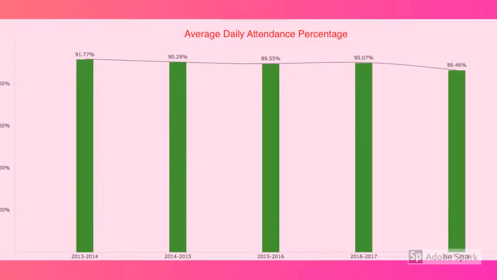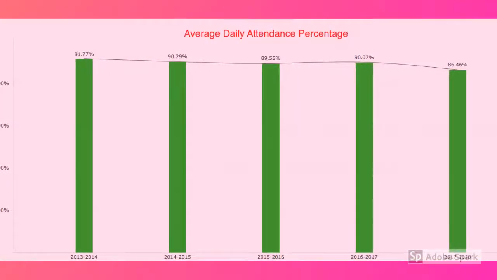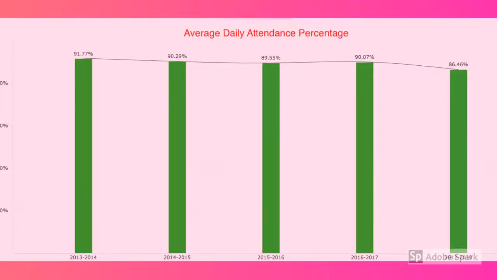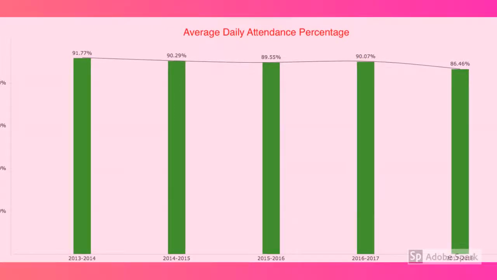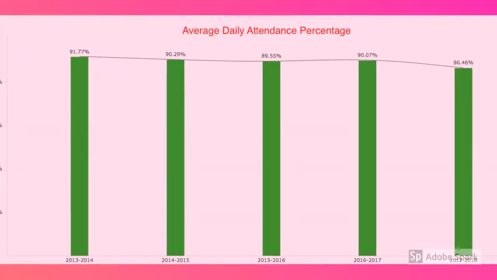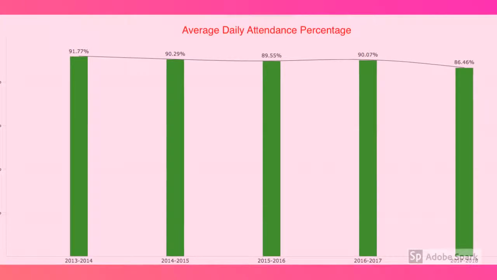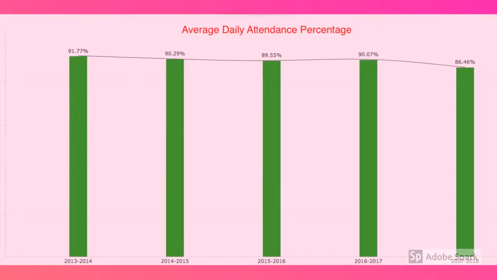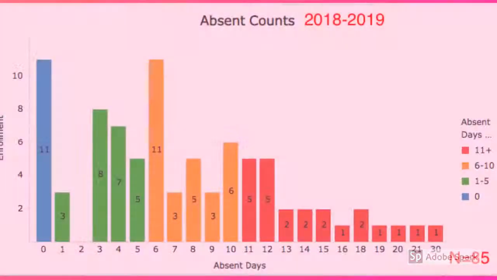This graph shows the average daily attendance for the past 5 years. In 2013-14, the average daily attendance percentage was 91.77%. That decreased in the 2017-18 school year to 86.46%, showing a marked decrease in average daily attendance for the students enrolled.